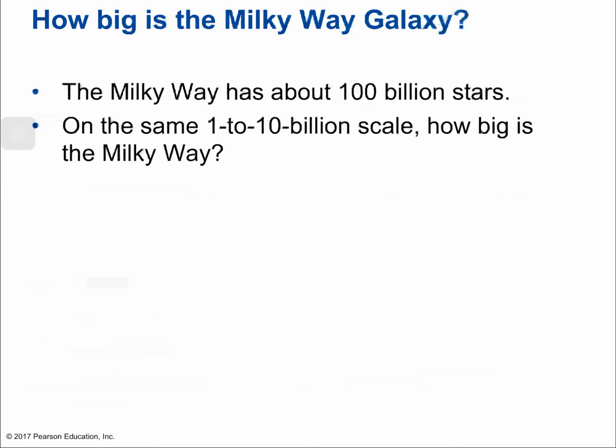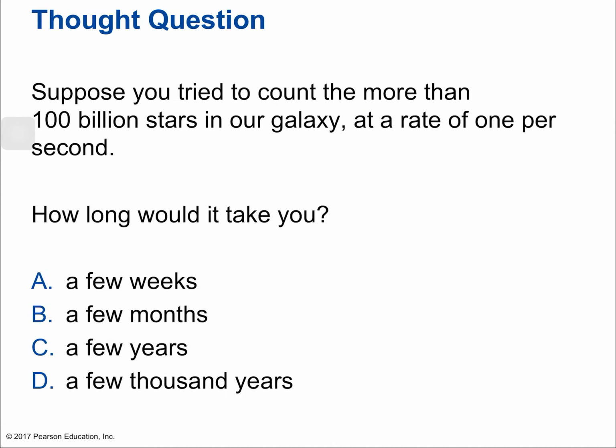So how big is the Milky Way Galaxy? Well, the Milky Way, as I said, has about 100 billion stars. On the same 1 to 10 billion scale, how big is the Milky Way? Well, it'd be about the size of the solar system, right? It's that much bigger. So suppose you tried to count the more than 100 billion stars in our galaxy at a rate of 1 per second. So you're like 1 star, 2 star, 3 star, 4 star. How long would it take you to count to 100 billion? Well, thousands of years. You wouldn't be able to in a single lifetime. You wouldn't be able to in many lifetimes, right? This goes to show what a big number 100 billion is.